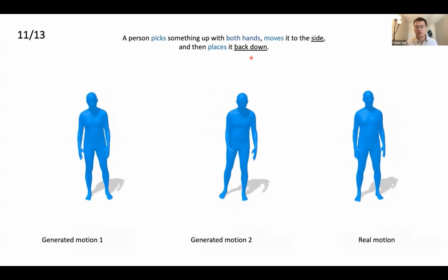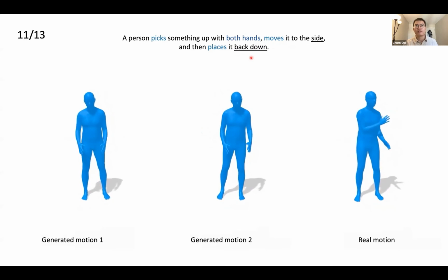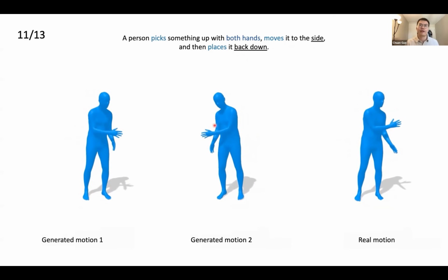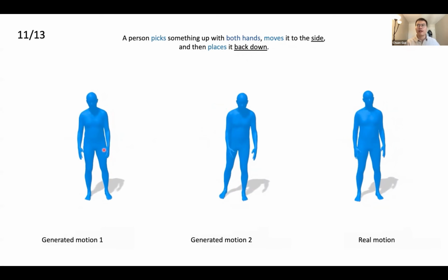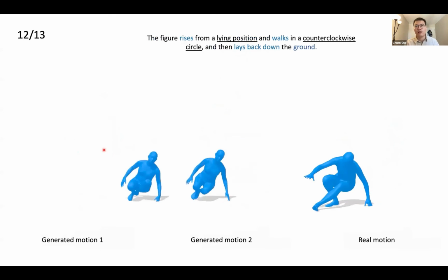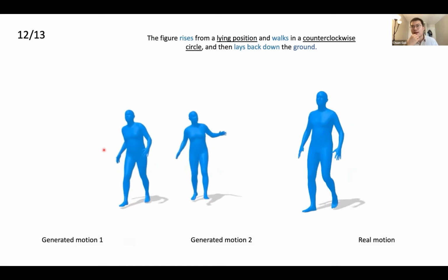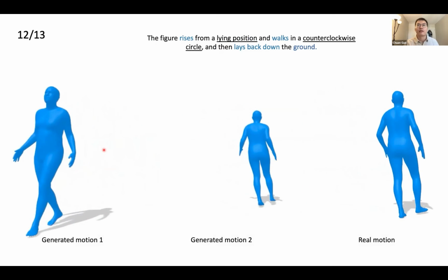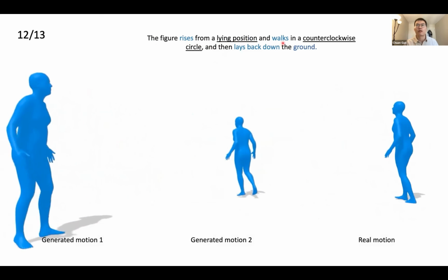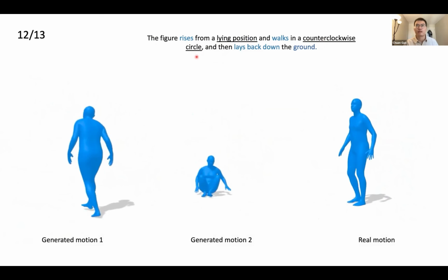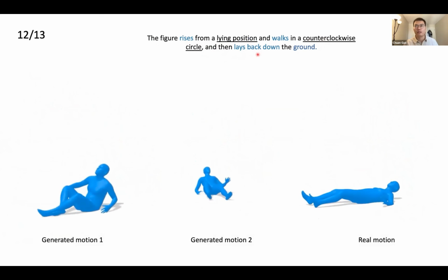Okay, so here I want to note sometimes it still fails in some sophisticated matters. For example, the hand motions are always some sophisticated thing, so it's still not easy to do that. And this is a figure that rises from the lying position and walks in a counterclockwise circle and then lies back down on the ground. So we can watch it again.